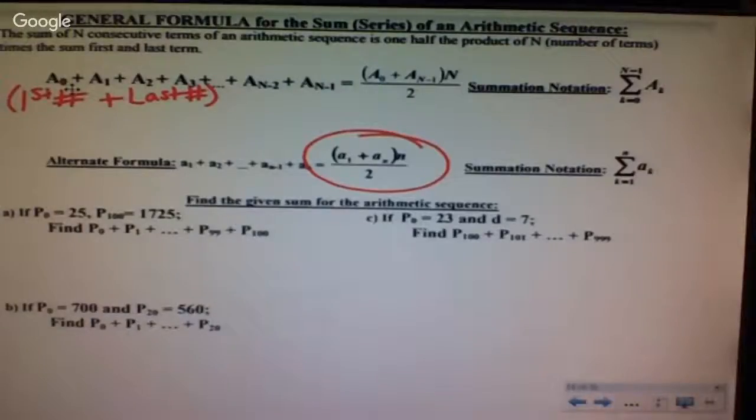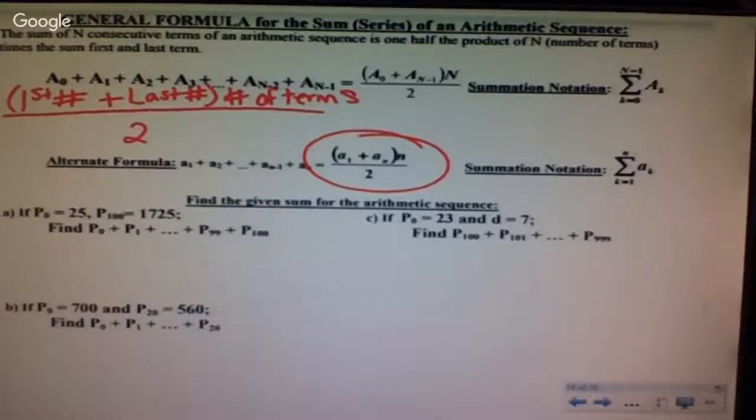And you're going to get yourself an answer. Then you're going to take that and multiply it by how many numbers are in your sequence, so the number of terms. And then you're going to take that answer and divide by 2. First number plus last number, times number of terms, divided by 2.